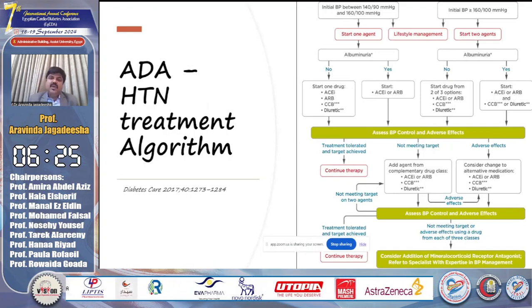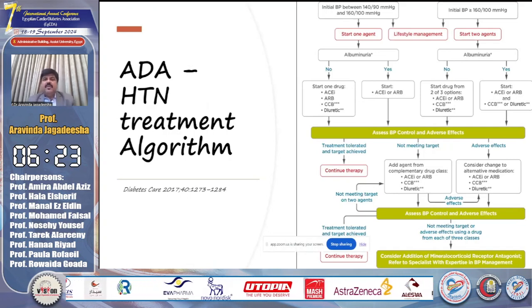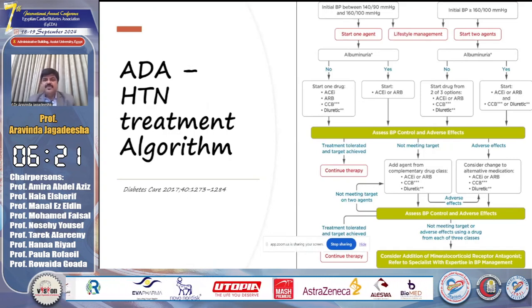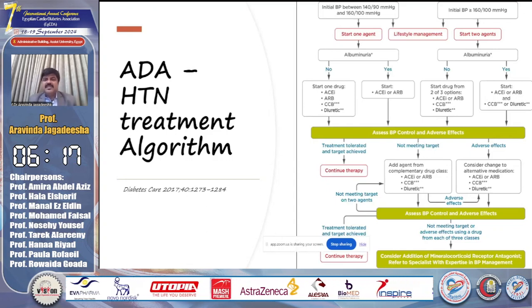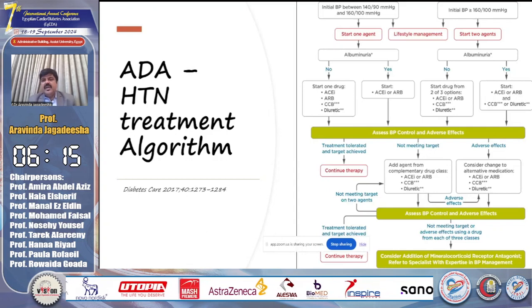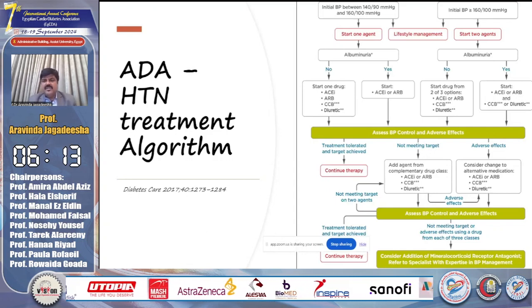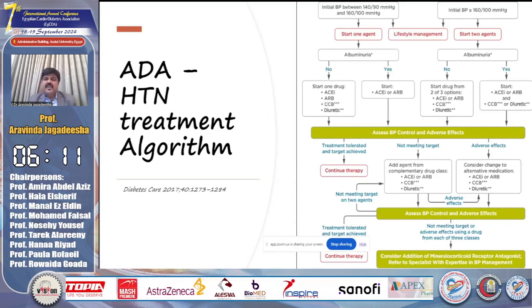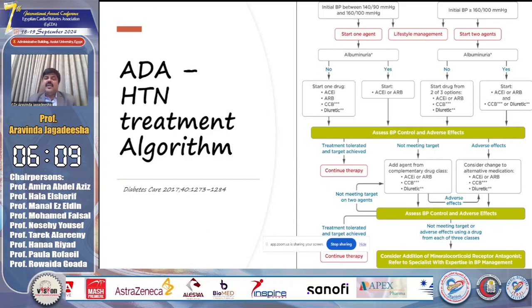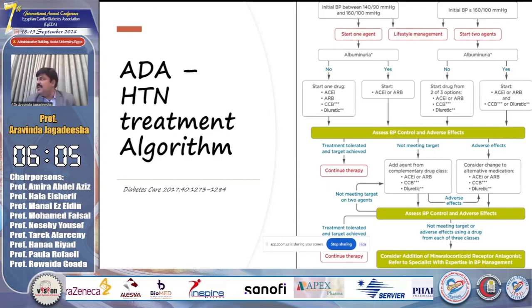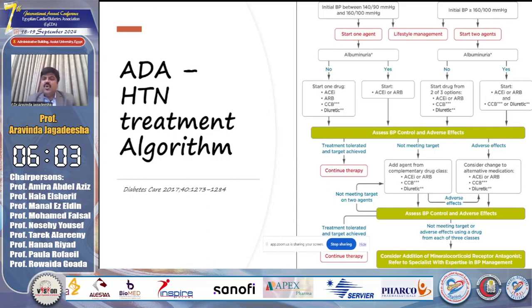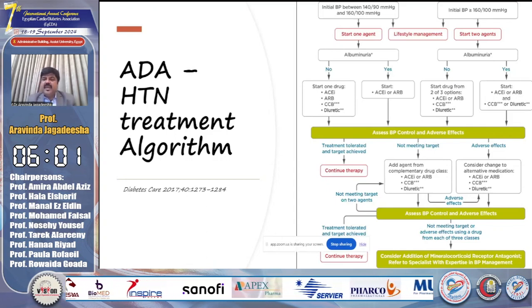Then, depending upon the albuminuria, whether it is present or absent, you can use an ACE inhibitor or ARB plus CCB or diuretics. Assess the blood pressure and look for any adverse effect. If the target is maintained, continue the therapy. If the target is not met, you can add on therapy depending upon what the patient is on, like CCBs or diuretics. Assess BP again.